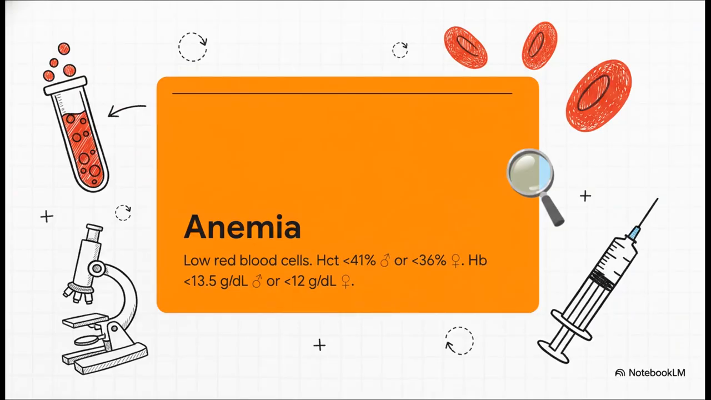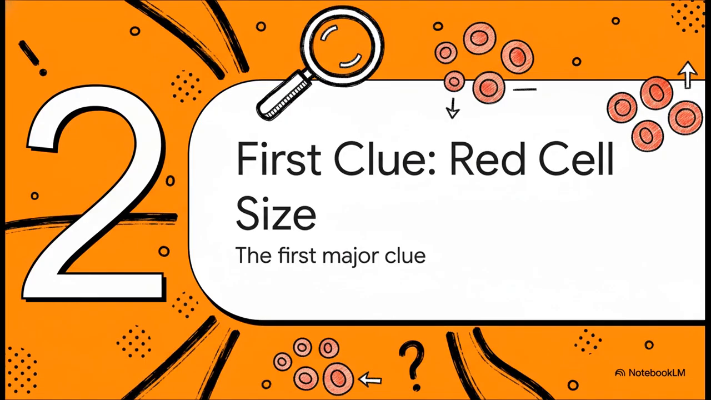Okay, so here's the crucial point. Anemia isn't just a feeling, it's a measurable condition. The investigation doesn't truly begin until a blood test confirms that a patient's hematocrit or hemoglobin levels have dropped below these very specific thresholds. So once anemia is confirmed, the investigation takes a sharp turn.